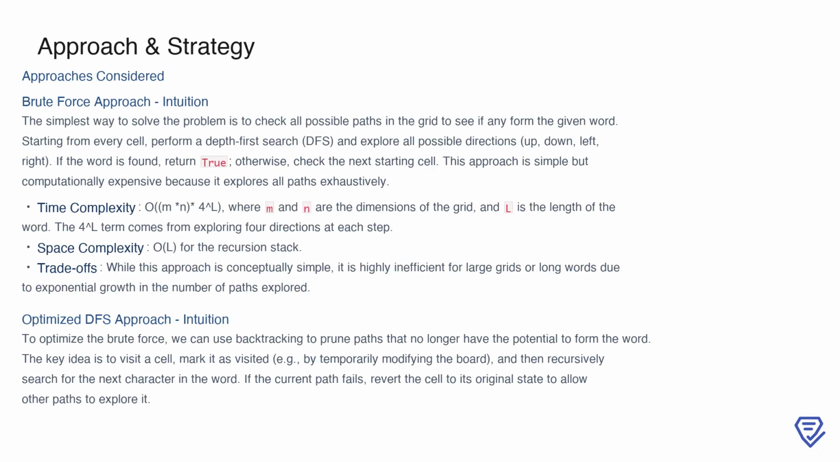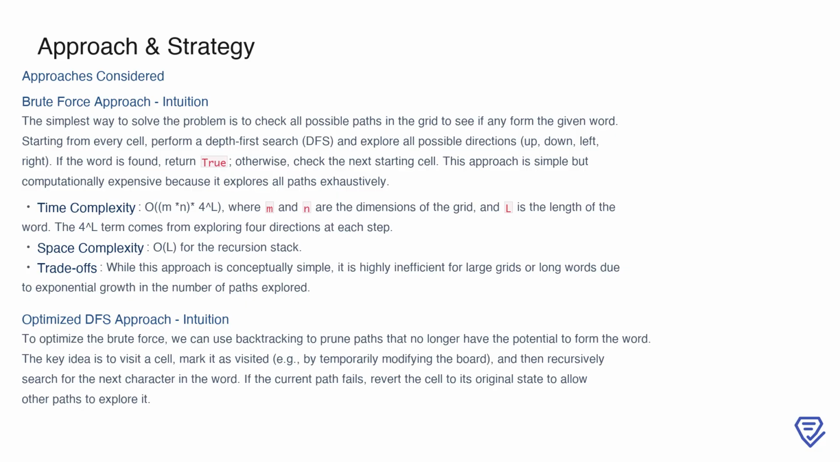To approach the word search problem, we first consider the brute force method. The intuition here is straightforward. From every cell in the grid, perform a depth-first search to explore all possible paths in the four directions: up, down, left, and right. If any of these paths forms the given word, we return true.